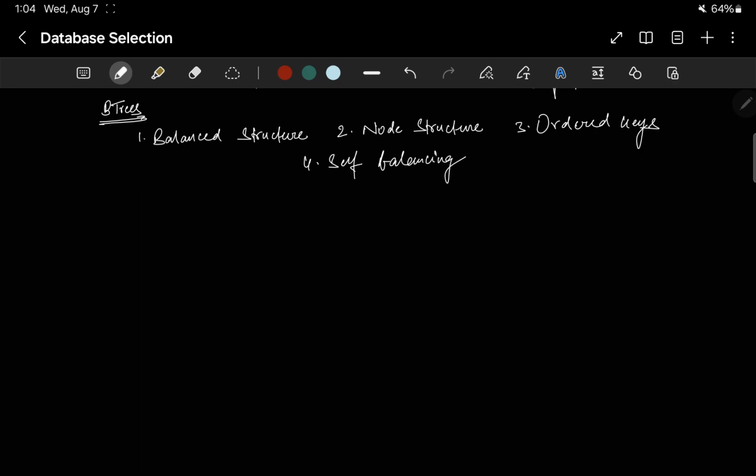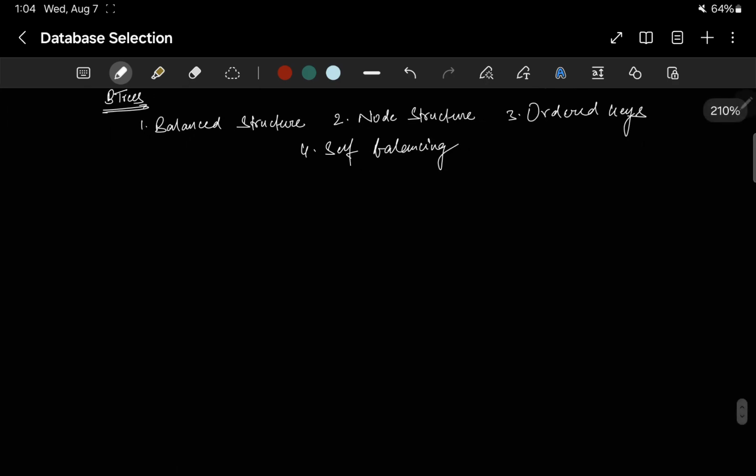Okay, so B trees maintain a balance between depth and number of keys in each node, ensuring consistent performance for search operations. Each node in a B tree has a variable number of keys and child pointers, allowing for flexible adjustments to maintain balance. Keys within each node are ordered, facilitating binary search for efficient retrieval. And B trees automatically adjust their structure during insertions and deletions to maintain balance, ensuring logarithmic time complexity for operations.